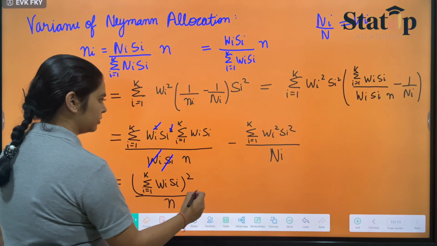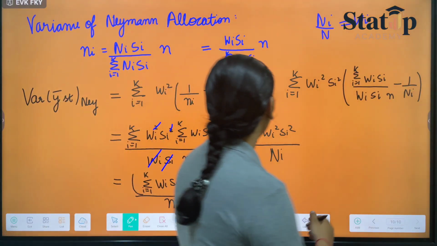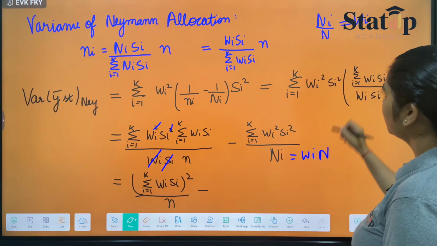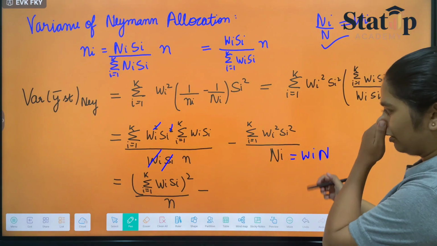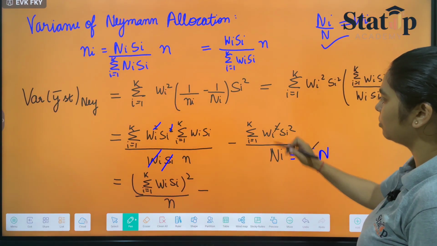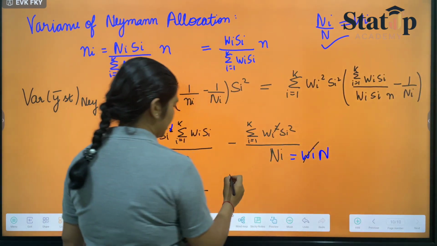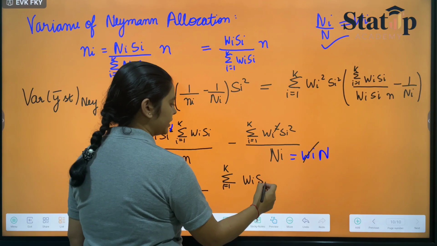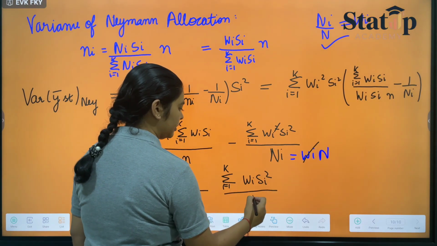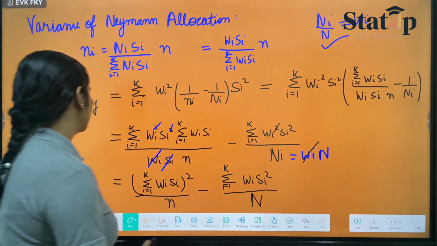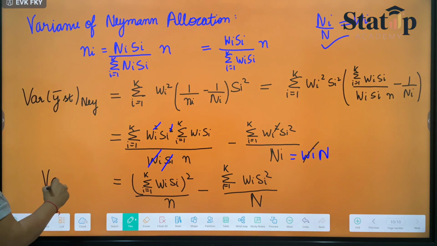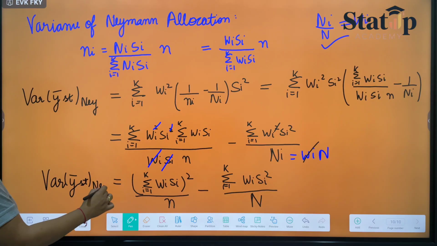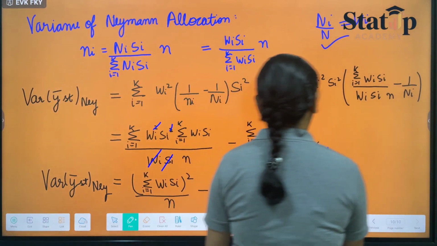upon small n minus. Now this Ni can be written as WiN from this equation. So WiN gets cancelled with one Wi, and we are left with summation i goes from 1 to k WiSi square upon capital N. So this is the formula for variance of y bar st of Neyman allocation. Let this be equation number 2.